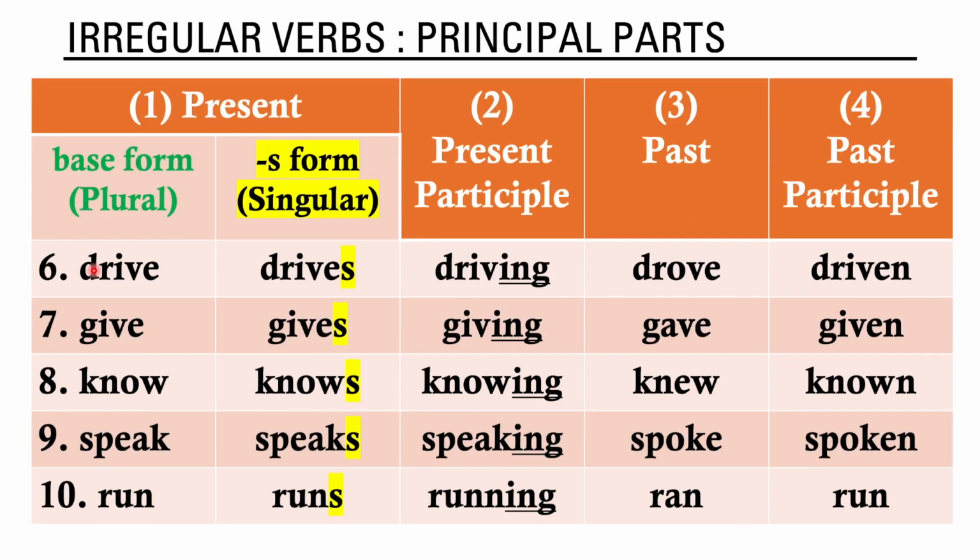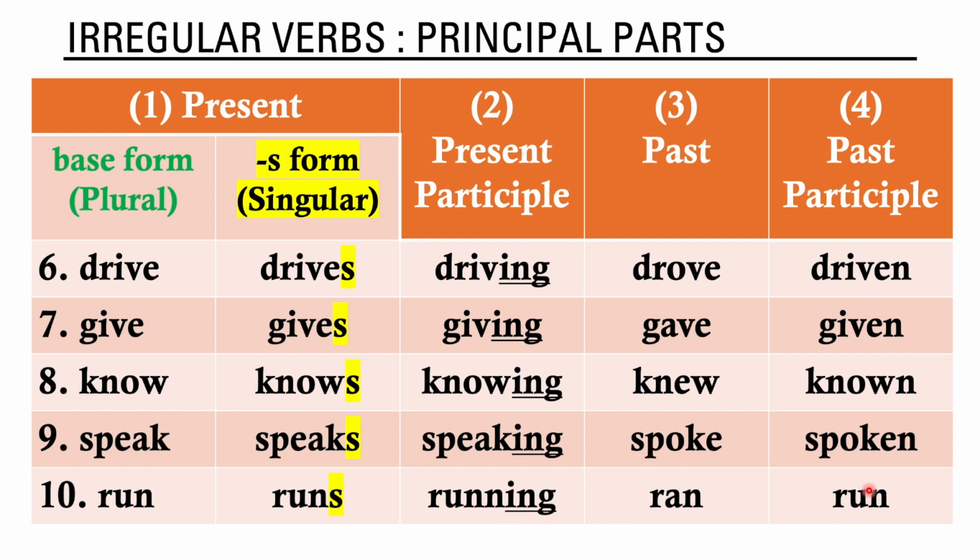Another set. So we do have here drive, drives, driving, drove, driven. Okay, notice there's no color anymore because the past is different from the past participle. So see, it's drove and here it's driven. Give, gives, giving, gave, given. Know, knows, knowing, knew, known. Speak, speaks, speaking, spoke, spoken. Sometimes there's a joke here. They would say spokening. Well, it's a joke, but it's actually grammatically wrong. Okay, speak, spoke, spoken.